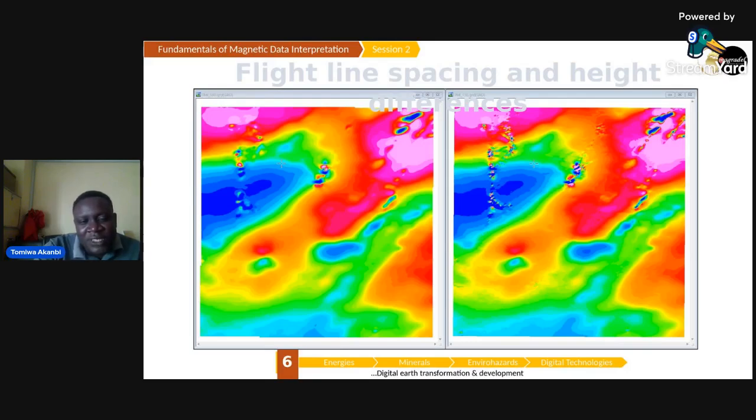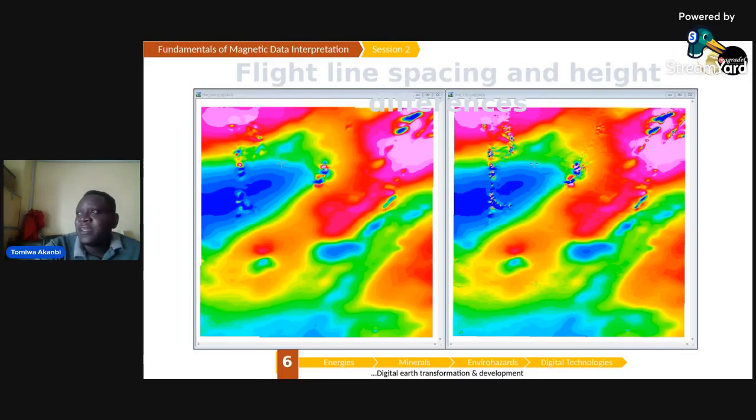So the difference between these two is basically the flight height and the profile spacing. The profile direction is the same for both of them. Profile direction is northwest-southeast. The profile spacing for the one on the left has 500 meter spacing.